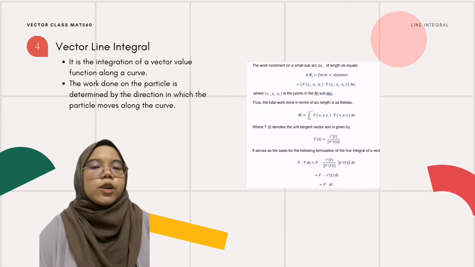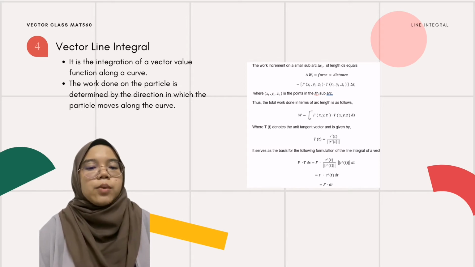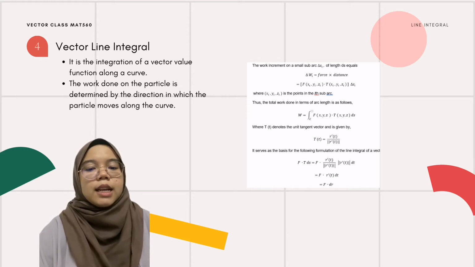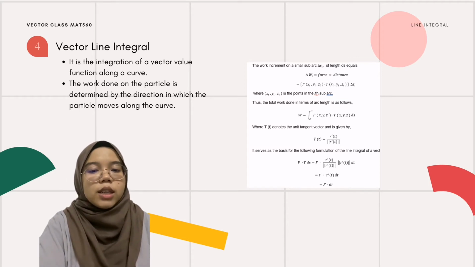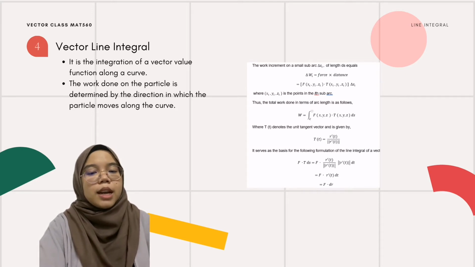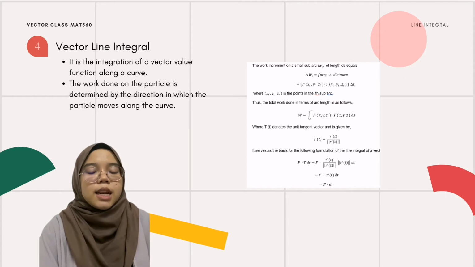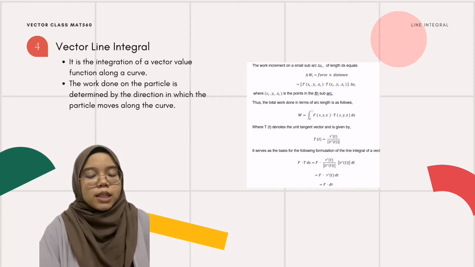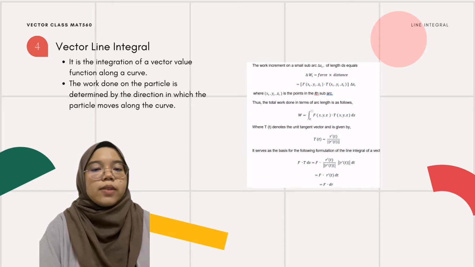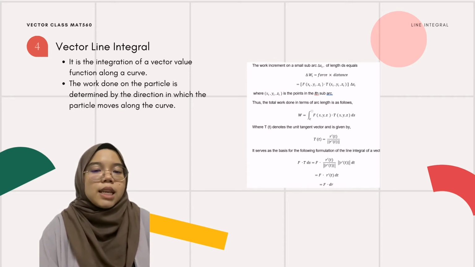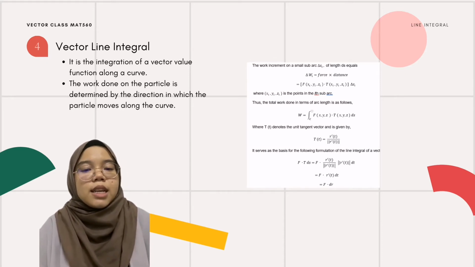We go further for the last part of the introduction, which is vector line integral. It is the integration of a vector value function along a curve. The work done on the particle is determined by the direction in which the particle moves along the curve. The stated direction is positive along C, whereas the opposing direction is negative along C. When C is given an orientation, it is referred to as an oriented curve.